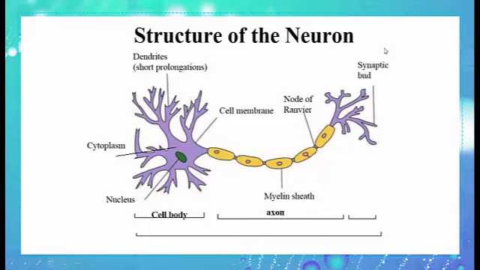This is the synaptic bud. We will study this in the last activity of the nervous system. This is the axon terminal, the end of the axon. All of this is the nerve cell, or a neuron.